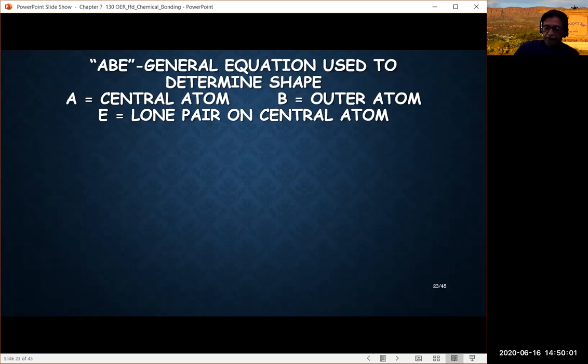Okay, and this is that general formula I was talking about. A represents the central atom, B represents all the outer atoms bonded to the central atom, and E represents any lone pair on the central atom. That's important: only lone pair on the central atom. We don't care about the lone pair on whatever's bonded to the central atom.